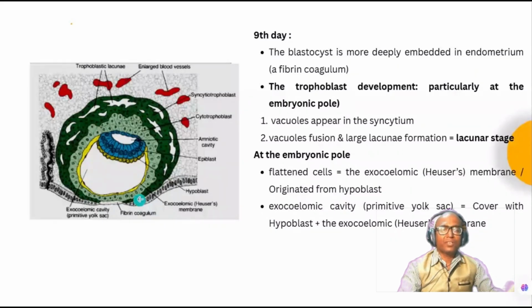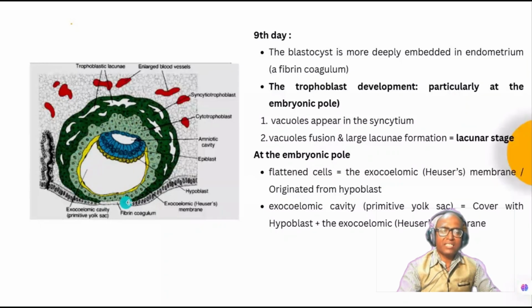Okay, and there is another layer which comes from the proliferation of the hypoblast, called Heuser's membrane. Okay, so this membrane is coming from the proliferation of these cells. This is the inner lining. This is called Heuser's membrane. So this yolk sac now is lined by this Heuser's membrane. Okay, now outside, what is there? Outside you have two types of trophoblast.